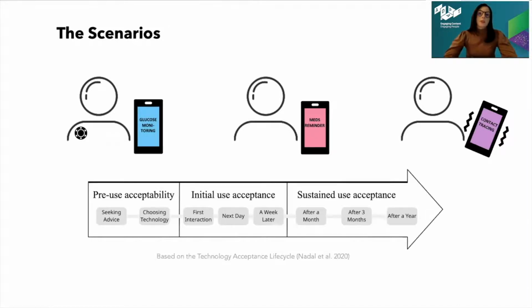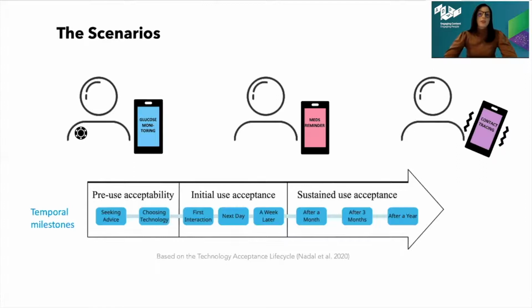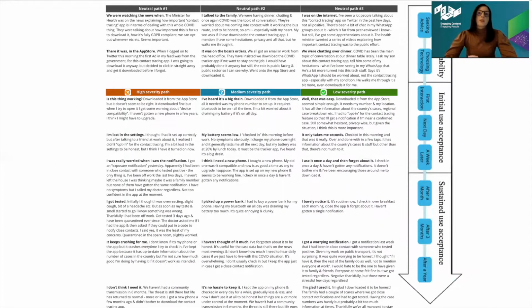Because user acceptance evolves over time, each scenario describes the user journey from introduction of the technology through the user's first interactions and up to after a year of use. And so we call these stages temporal milestones. These scenarios are also multi-choice. So for each milestone, designers can choose between 3 paths recounting acceptance issues of either high, medium, or low degree of challenge.